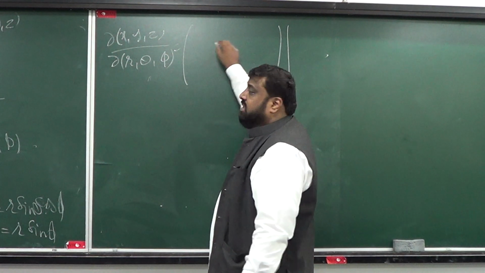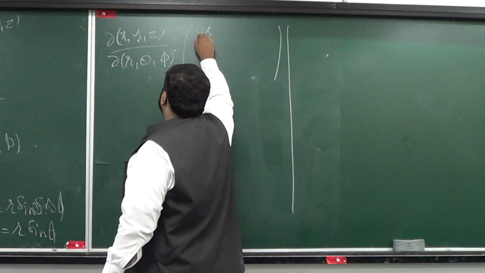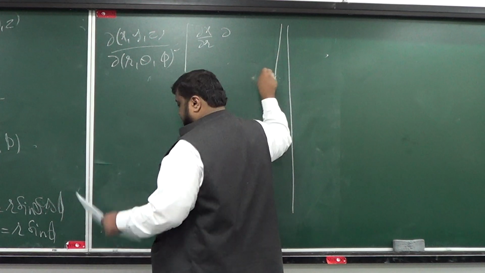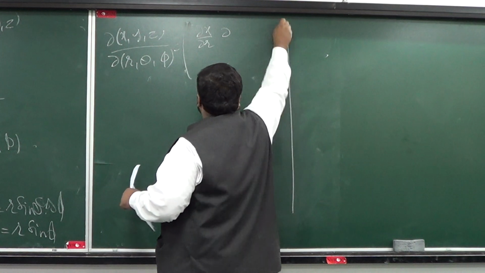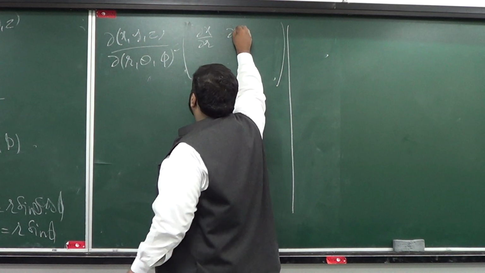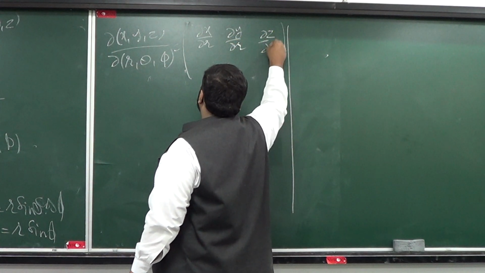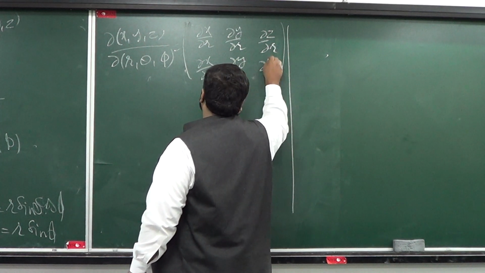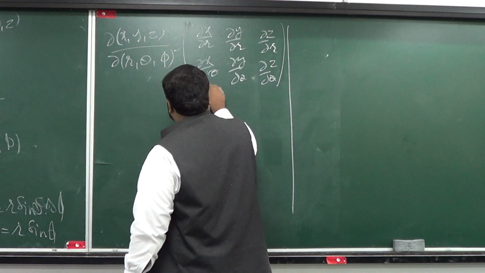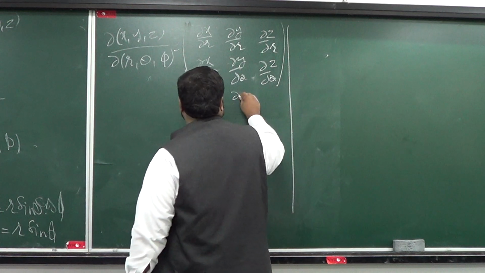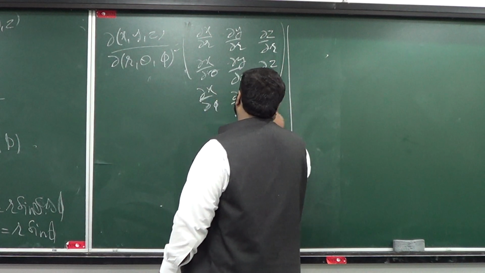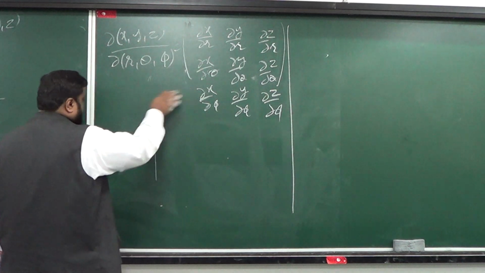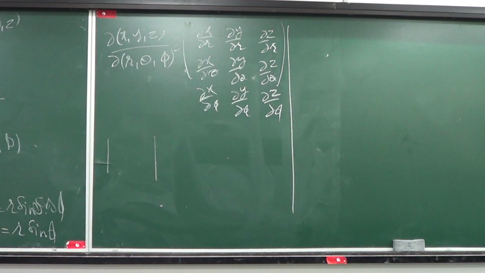And what would be the first row of the matrix? The first row deals with differentiating x with respect to r, and we need to compute also the determinant, so the matrix and then the determinant. So partial x by partial r, partial y by partial r, and partial z by partial r, and then partial x by partial theta, partial y by partial theta, and partial z by partial theta, and then partial x by partial phi, partial y by partial phi, and partial z by partial phi. If I have been given all this stuff, you can easily compute this matrix.